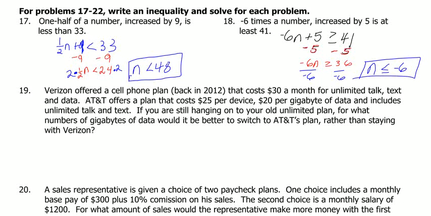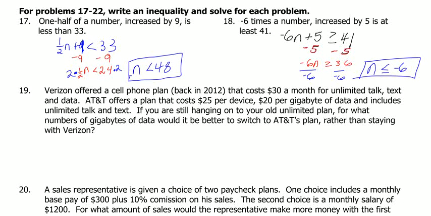Okay, now Verizon offers a phone plan back in 2012 that costs $30 a month for unlimited talk, text, and data. AT&T offers a plan that costs $25 per device, $20 per gig of data, and includes unlimited talk and text. If you are still hanging on to your old unlimited plan, for what number of gigs of data would it be better to switch to AT&T's plan rather than staying with Verizon?